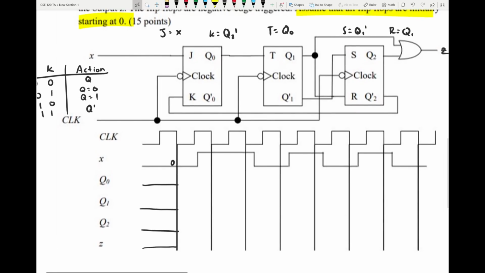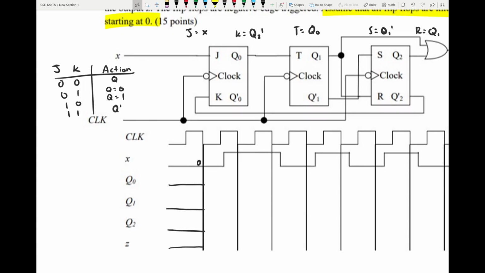So, first clock cycle. Q0. J is a 0. Now, K is going to be based on Q2 naught. And if Q2 naught was a 0, then our K is going to be a 1. So we're looking at a 0, 1 here, which means that, well, Q is going to stay 0 in this case.